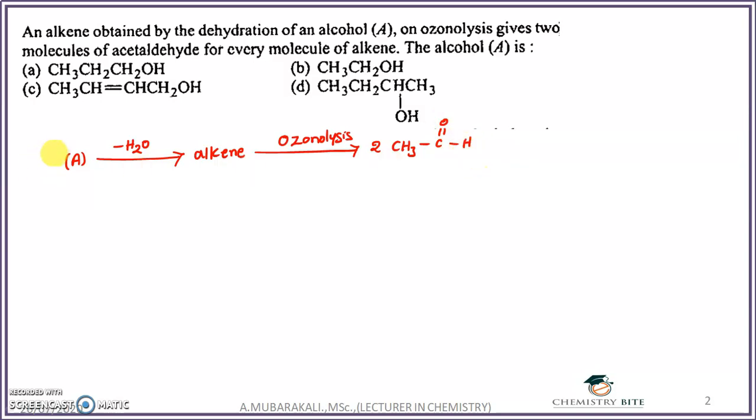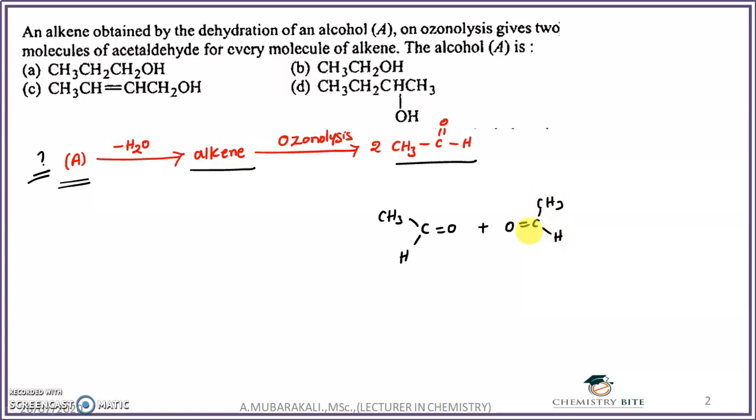So what is this alcohol? The question is, what is A? We already know acetaldehyde, so from the acetaldehyde we have to guess the alkene, and from the alkene we have to guess A. So I'll start with the acetaldehyde. I will write the 2 molecules of acetaldehyde. This is the first molecule of acetaldehyde and I have written the second molecule of acetaldehyde.